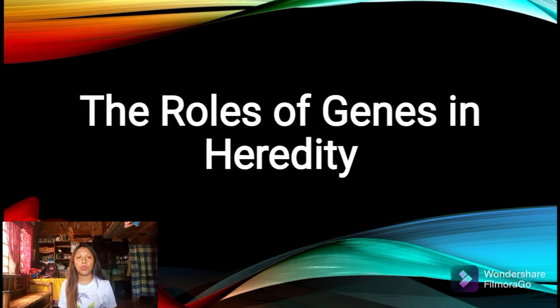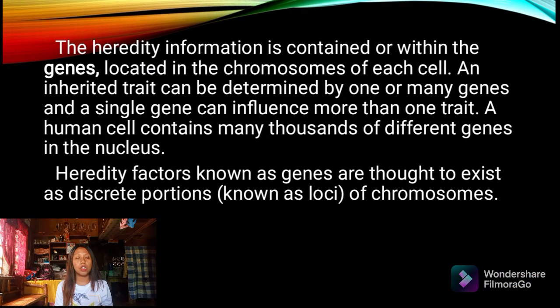Now let us proceed to the roles of genes in heredity. The hereditary information is contained within the genes, located in the chromosomes of each cell. An inherited trait can be determined by one or many genes, and a single gene can influence more than one trait. A human cell contains many thousands of different genes in the nucleus.